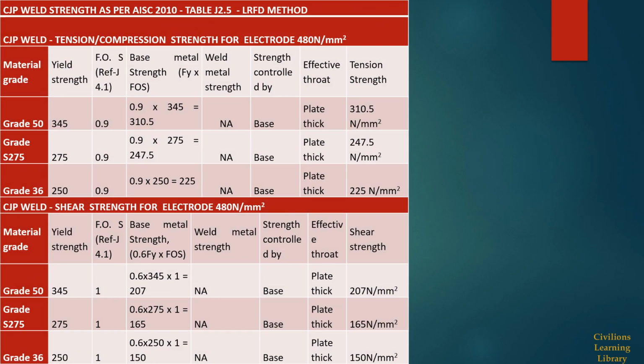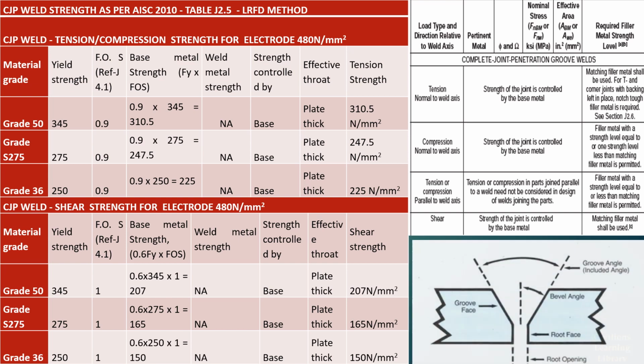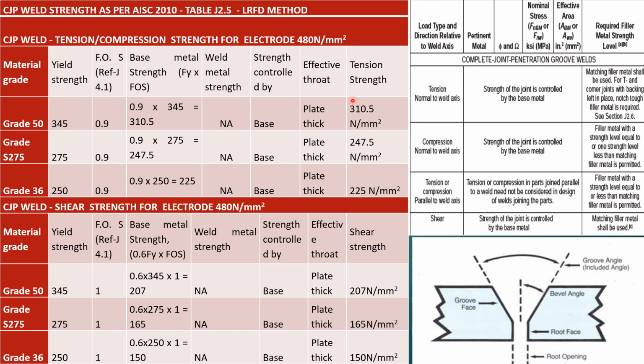Here also we are seeing CJP weld, but for the LRFD method, there are no changes except the factor of safety. The factor of safety value is 0.9 for tension or compression strength of CJP weld. So the tensile strength value is 310.5 Newton per mm square for grade 50. For grade 275 it is 247.5. For grade 36 it is 225 Newton per mm square.